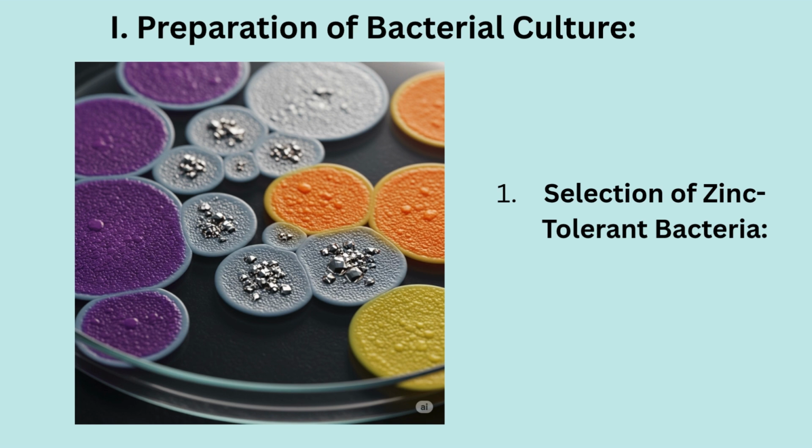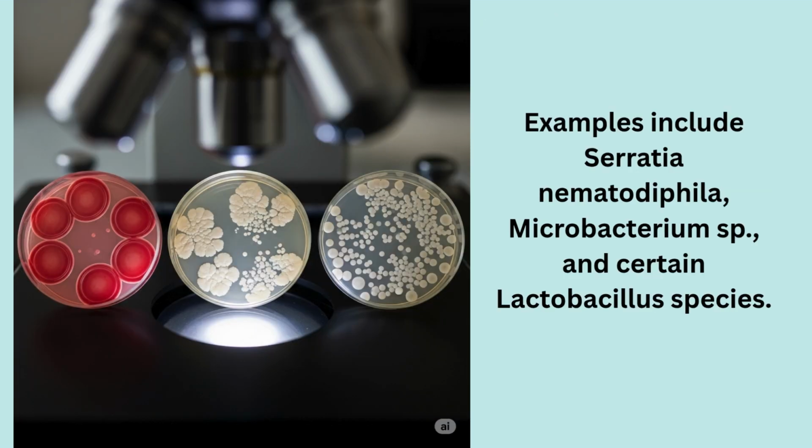1. Preparation of bacterial culture. 1. Selection of zinc-tolerant bacteria. Identify and isolate bacterial strains known for their ability to tolerate and reduce zinc ions. Examples include Serratia nematodiphylla, Microbacterium sp., and certain Lactobacillus species.